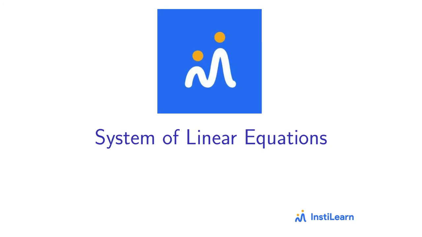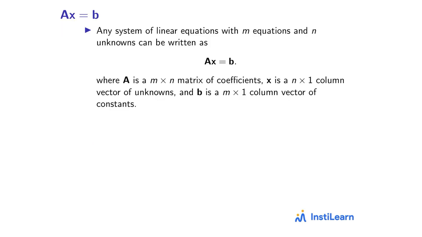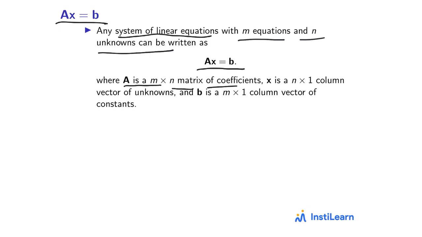In this video I'm going to talk about system of linear equations and discuss their consistency and inconsistency using rank of matrices. Any system of linear equations can be written in a matrix form Ax equal to b. Suppose you have a system of linear equations which has m equations and n unknowns, then we can write it as Ax equal to b, where A is a m cross n matrix of coefficients, x is a n cross 1 column vector of unknowns, and b is a m cross 1 column vector of constants.